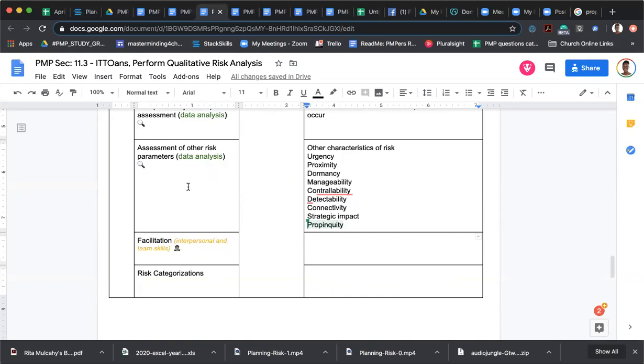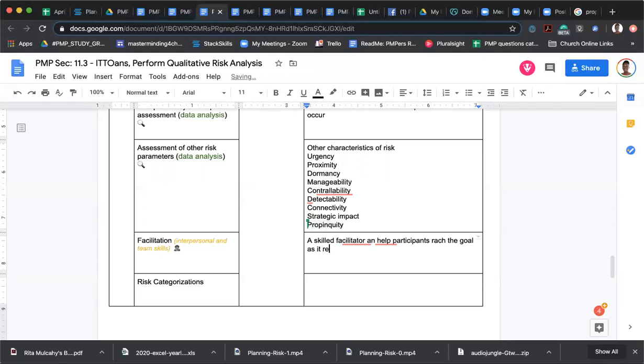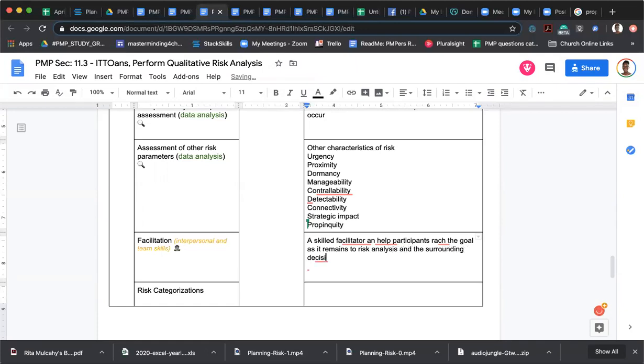What is one sentence? A skill facilitator helps participants reach the goal as it relates to risk analysis and the surrounding decisions that need to be made. Okay, I'll take that for now.